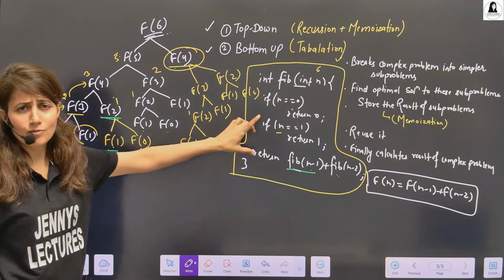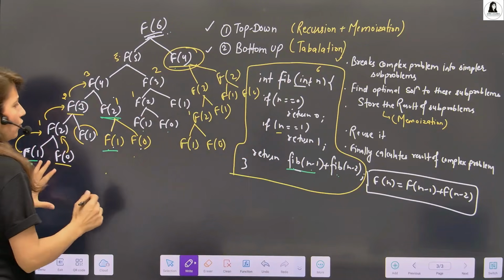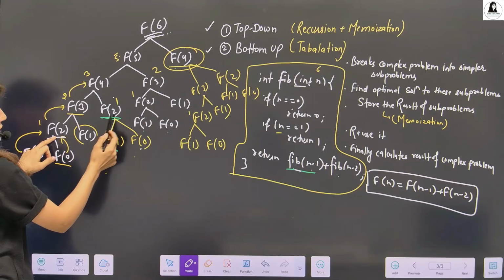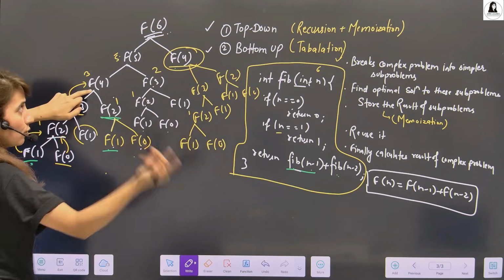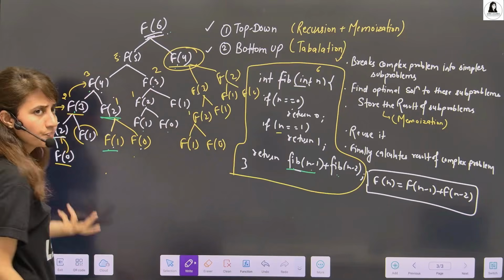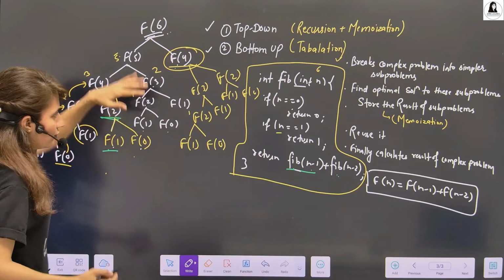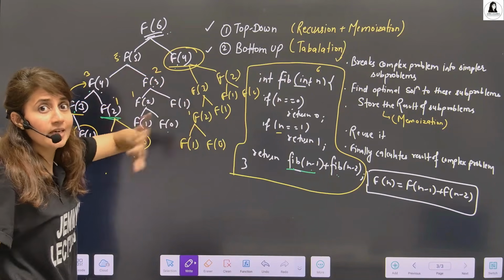But the thing is, as I have told you, we are calculating this f of 2 multiple times. Here also, here also, here also. F of 3 multiple times, here, here, here. F of 4 also multiple times, here, here. So right now, we are not using any DP.